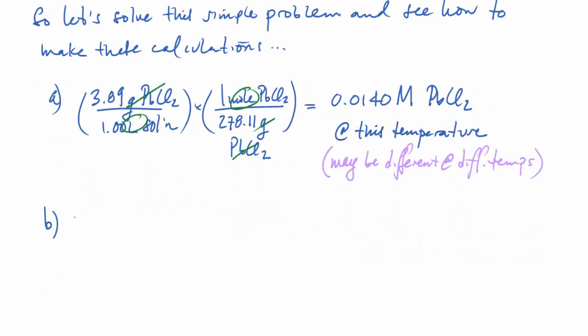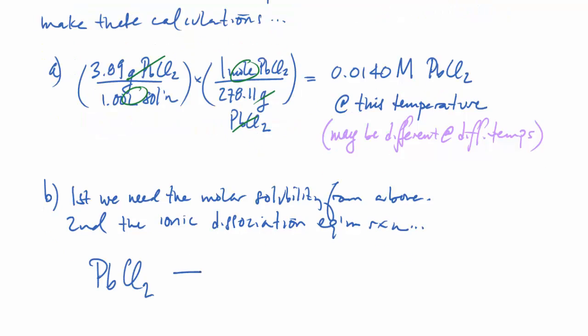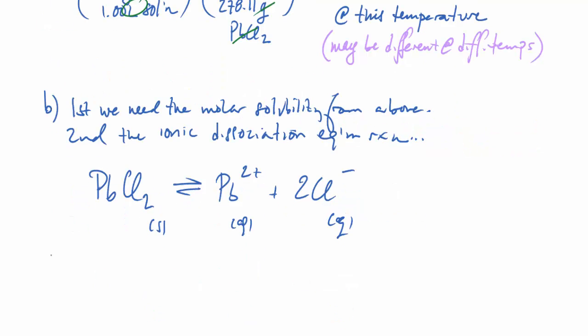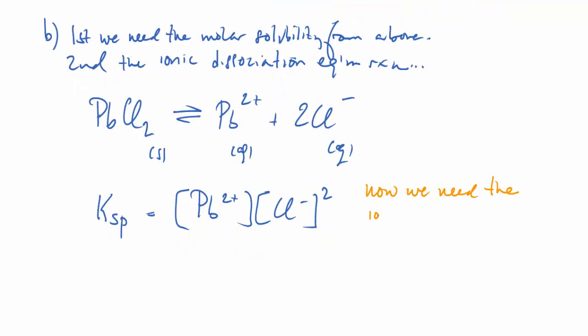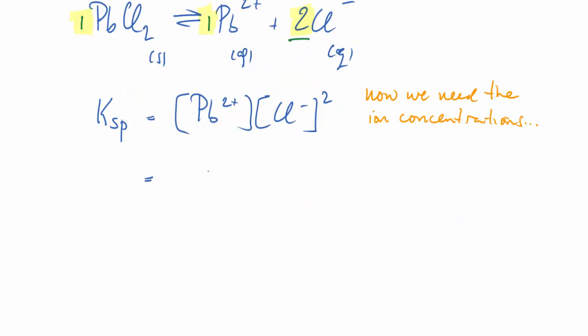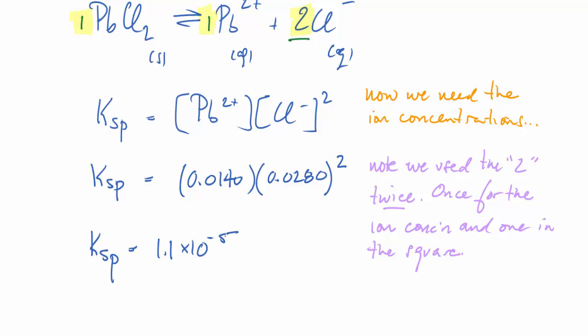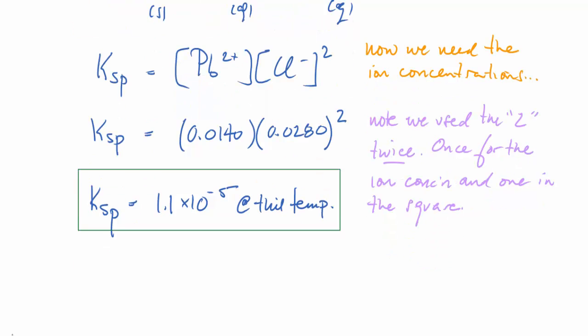In order to get the Ksp of lead 2 chloride, we're going to need the molar solubility we just got above, and we'll need the ionic dissociation equilibrium reaction. So let's make sure we have that written down. Here it is: lead 2 chloride, making the lead 2 plus ions and these 2 chloride ions. So the Ksp expression will be concentration of lead 2 plus times concentration of chloride ion squared. Notice the 2 in the chloride ion gets you a square. Now we need to get these ion concentrations, and we know the lead 2 chloride was 0.0140, same with the lead ion, and because it's 2 to 1, the chloride would be twice as much, 0.028. Notice that the 2 gets used twice, once to get the ion concentration and once for the square. So here we have the Ksp expression, and calculating this all up, we get 1.1 times 10 to the minus 5 at this temperature.